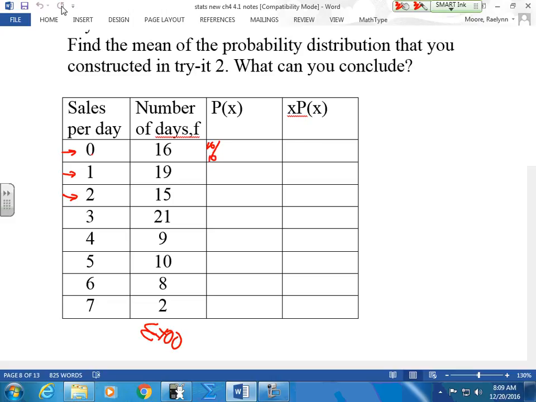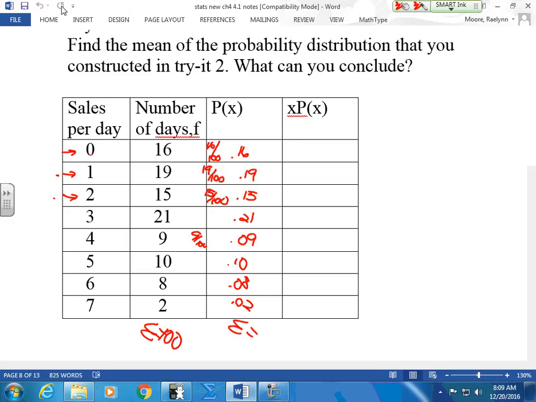Stay in that column. For 1, I want 19 over 100. For 2, I want 15 over 100. And out of 100, this decimal is very nice. It just converts to the decimal because it's hundredths. So all the way down, here's my decimal. 9 is 0.09 because it's 9 hundredths, 0.09. And these have to add up to what?